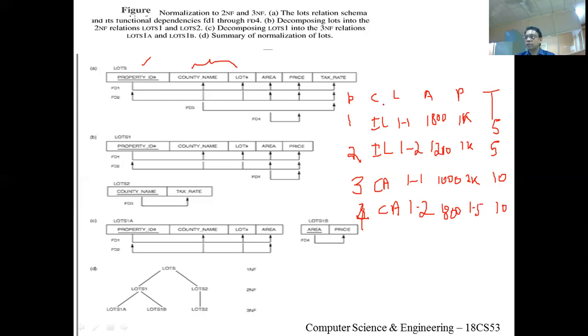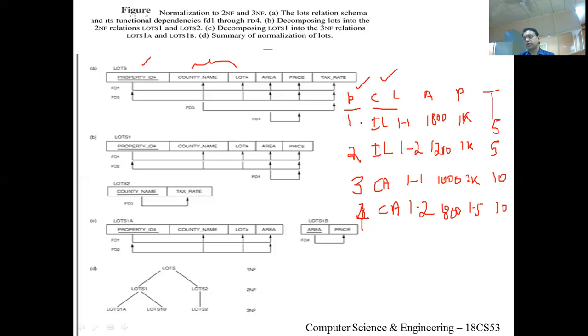Now this is one primary key attribute and this is another. So there are two candidate keys. Any one of the candidate keys can be selected as the primary key. County name along with the lot number, I can determine the rest of the attributes. That means lot numbers are unique within the county, and property IDs are unique across the counties.